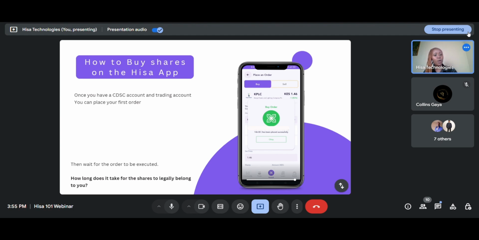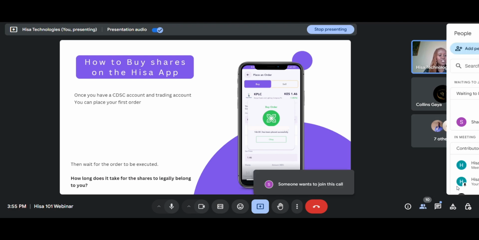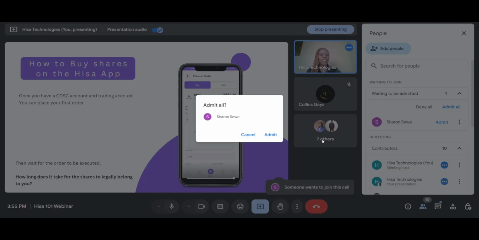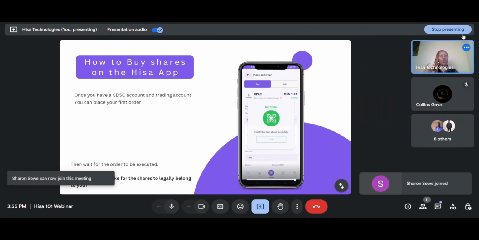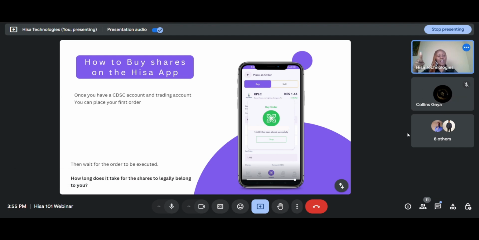So once you have placed the order, wait for it to be executed. And what does executed mean? It means when you're buying, you are searching for a willing seller. As I've said, we buy shares through the market, the stock market. Once you place a buy order, what you are doing ideally is saying, I want to buy this item at this price. Is anyone willing to sell these shares to me? Once you get a willing seller, the order will be executed.